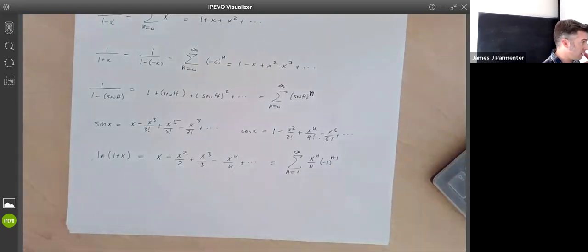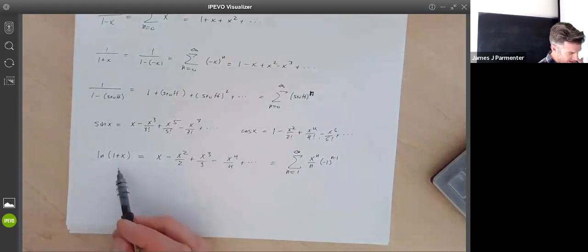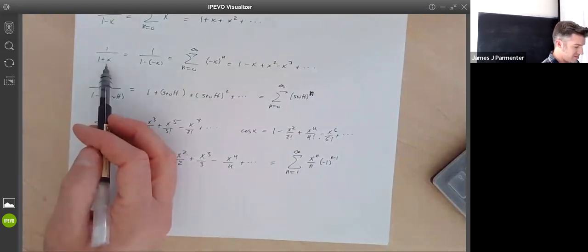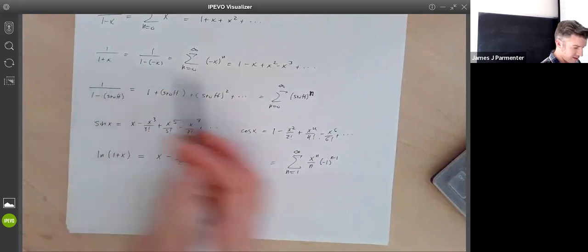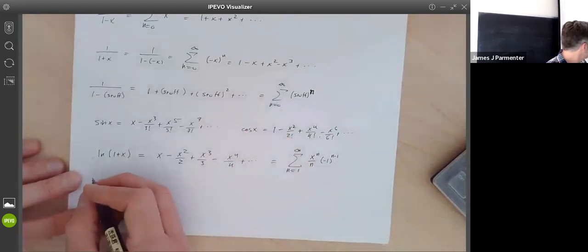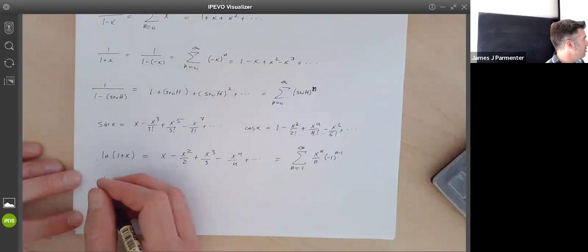I don't remember that one. Really, I was like, how do I get that? Oh yeah, it's just the antiderivative of that. And then finally, the inverse tangent one.